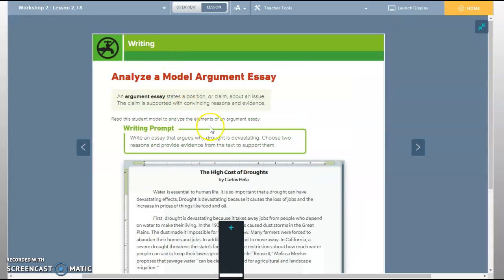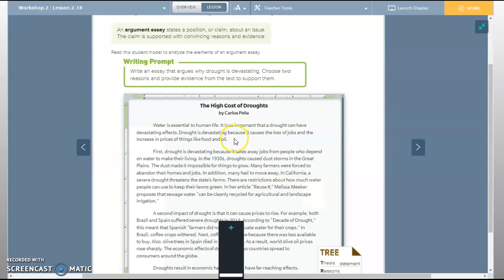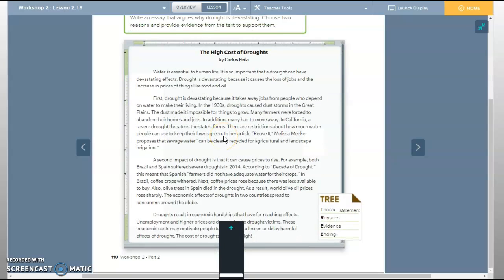All right, so we're supposed to analyze it. Did he take a position? Yes, he did. I felt like he did a good job. He took a strong position that droughts can be very costly. And he had good evidence. He talked about the dust storms that made it impossible for things to grow. Farmers were forced to abandon their homes and jobs and had to move. In California, severe drought threatens the state's farms. Restrictions about water. He cited this in her article, Reuse It. Melissa Meeker proposes that sewage water can be cleanly recycled for agricultural and landscape irrigation. So he's using examples from the text.